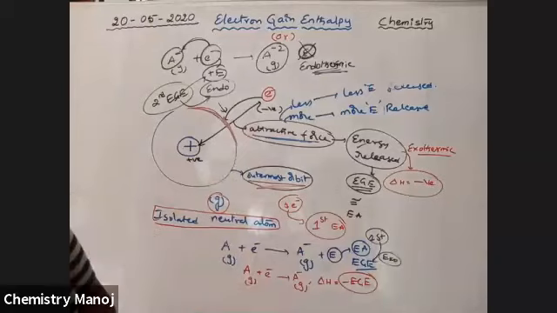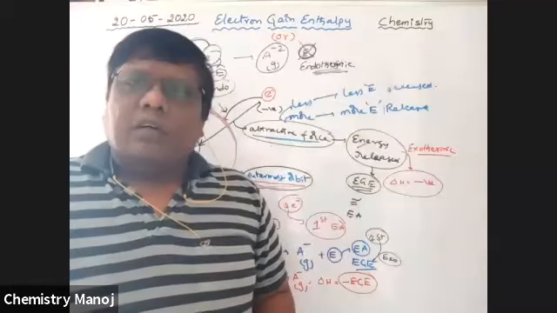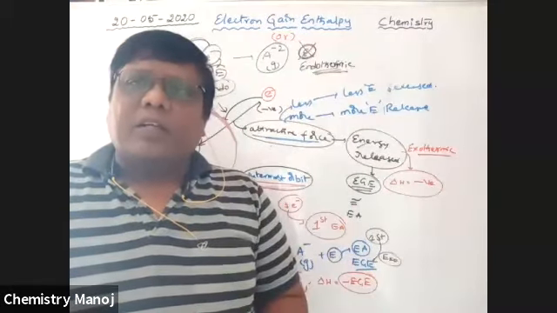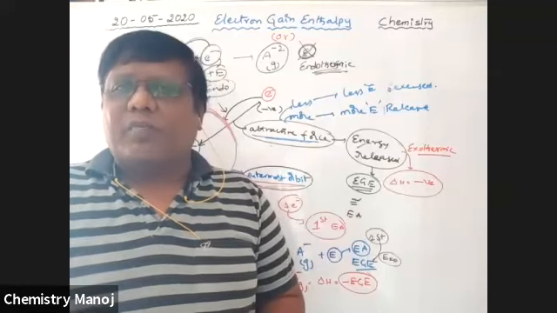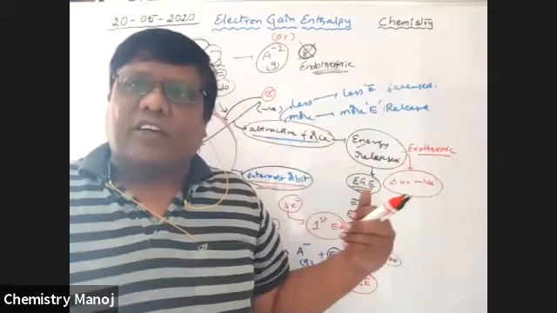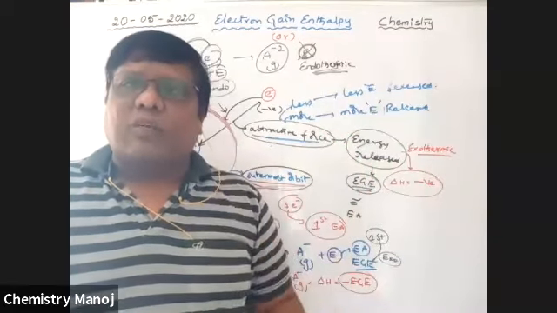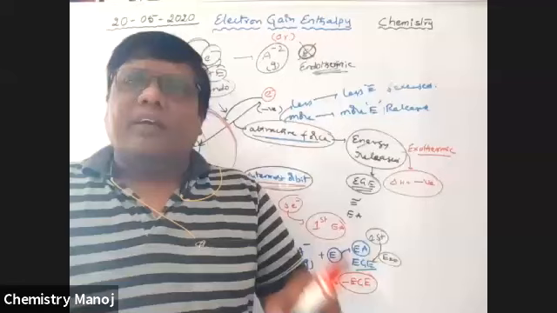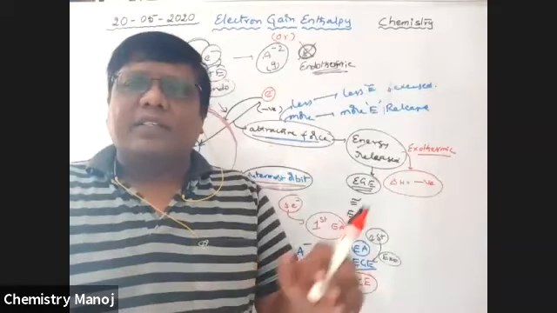First electron gain enthalpy is negative, that is exothermic. So second onwards, that is endothermic. Those delta H values for the second, third, and fourth electron gain enthalpies are positive. Only first electron gain enthalpies are negative. Okay, this is the general case.